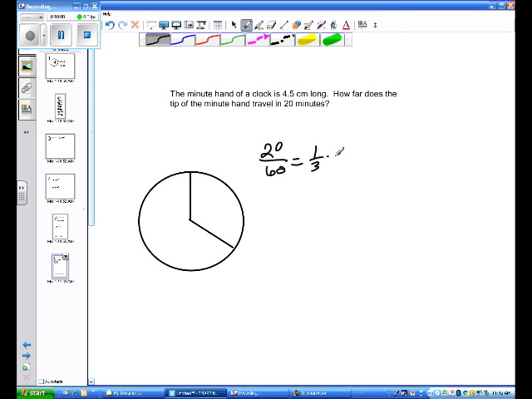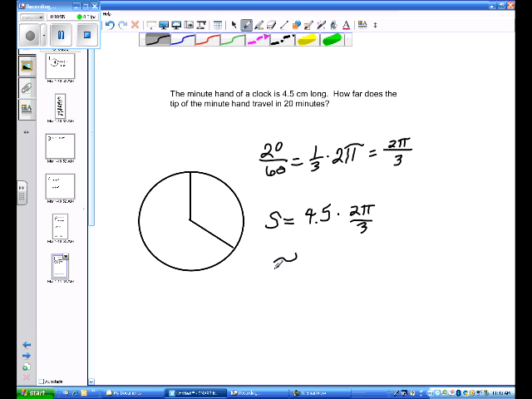We know that a full rotation is 2 pi radians. So we've gone 1/3 of 2 pi, or 2 pi over 3 radians. So now we know what our central angle is. It was our amount of rotation times the 2 pi, which is a full rotation. So we have a central angle now, so we want to know the distance, and that would be our radius, which is 4.5, times our central angle, 2 pi over 3.